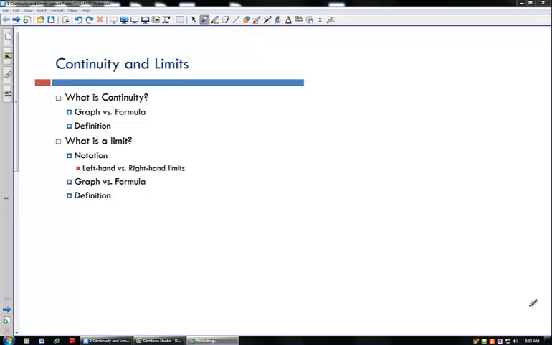This lecture is on continuity and limits, and we're going to do this before we actually talk about what the derivative is. The idea is that continuity is a pretty common notion. So what does it mean to be continuous? When I think of continuity, I think of something like this.